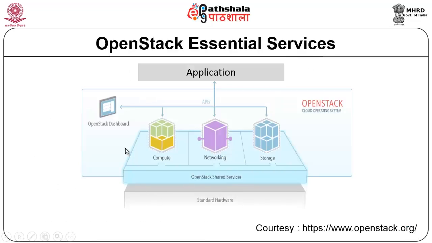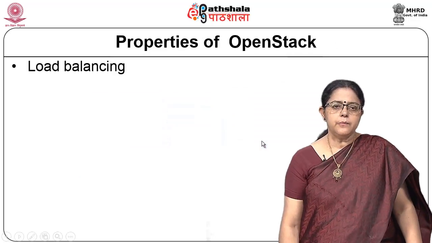So, this is the OpenStack essential service model. Whenever we look at OpenStack, this is the diagram that comes. So, these are the compute, networking and storage, 3 services, and the rest are all shared services on top of which these services are there, and they can be communicated through the dashboard Horizon, and all applications can connect to it. So, that is how. So, what are the properties?